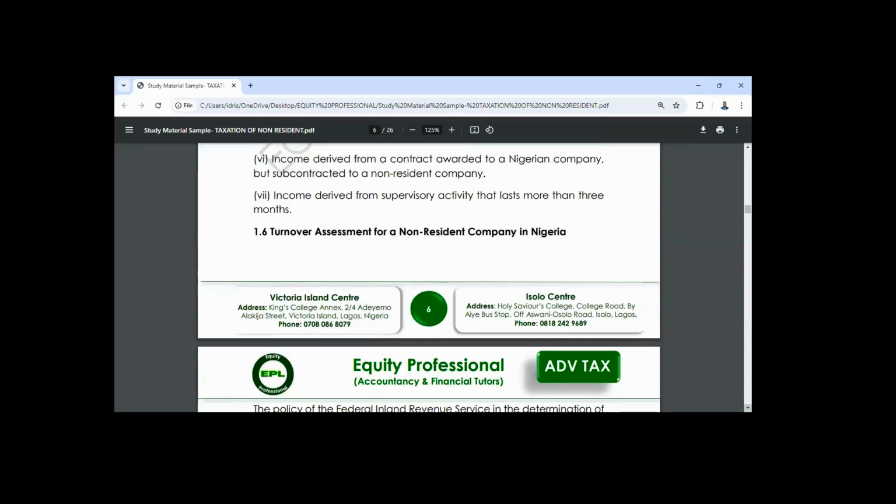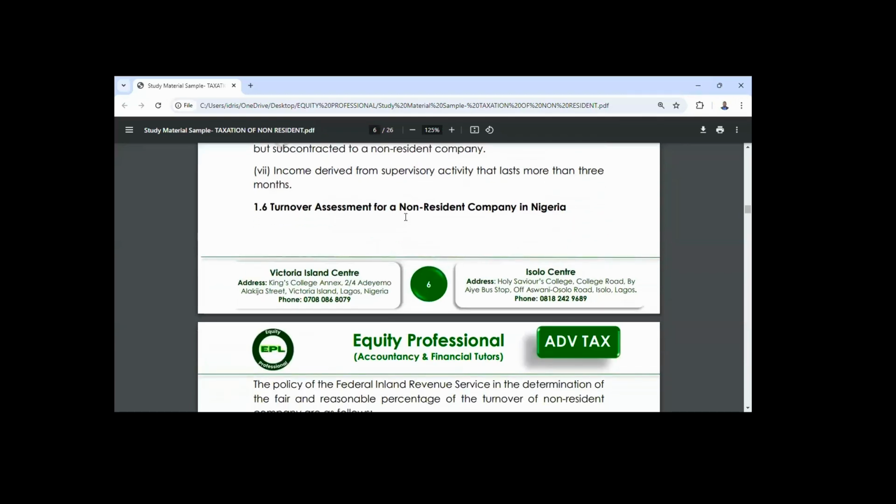Let's look at another heading: turnover assessment for a non-resident company. There is a situation where, when we want to assess a non-resident company to tax, we just have their turnover; we do not have the relevant expenses. Take for instance, a non-resident company came to Nigeria to deliver goods. The goods that they deliver in Nigeria are their turnover. They don't have any relevant expenses in regard to that. In such a case, we want to assess them based on turnover.